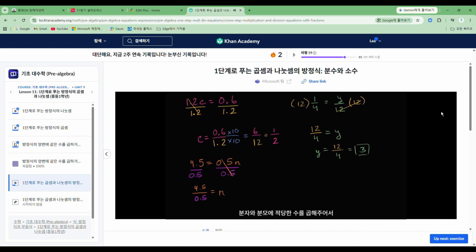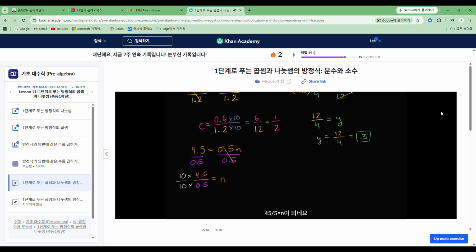Or if that seems a little bit confusing or daunting, you could do what we did over here. We could multiply the numerator and the denominator by the same number so that we get rid of the decimals. In this case, you multiply by 10, you can move the decimal 1 to the right. Once again, it has to be multiplying the numerator and the denominator by the same thing. We're multiplying by 10 over 10, which is equivalent to 1, which tells us that we're not changing the value of this fraction. So this is going to be 45 over 5 is equal to n.